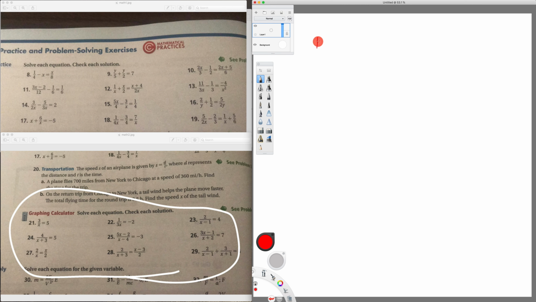Number 11, we have (3x - 2)/12 - 1/6 = 1/6. And so I'm going to do the same process. 12, 6, and 6, my least common denominator is 12. So I'm going to multiply everything through by 12.